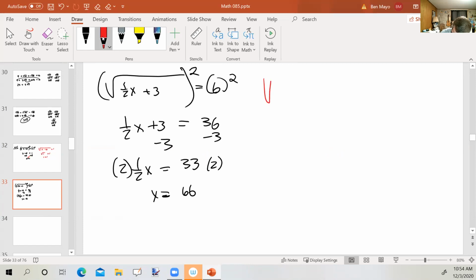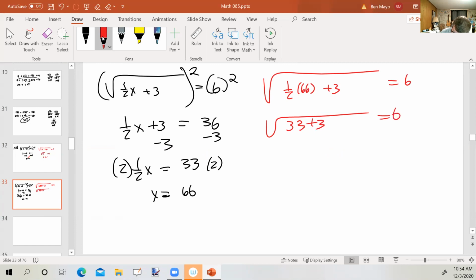Let's check our work. And so we get this. 1/2 times 66 is 33. 33 plus 3 is 36. The square root of 36 is 6. 6 equals 6, and the answer checks.